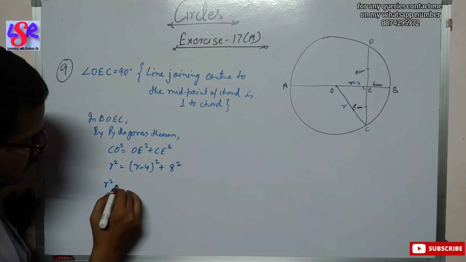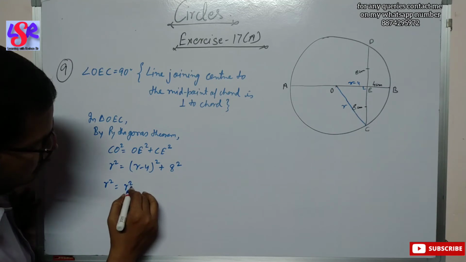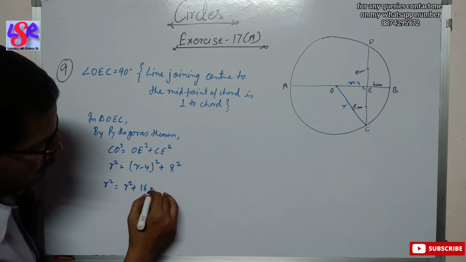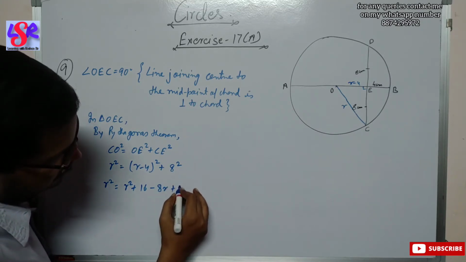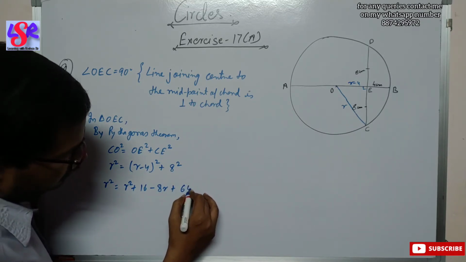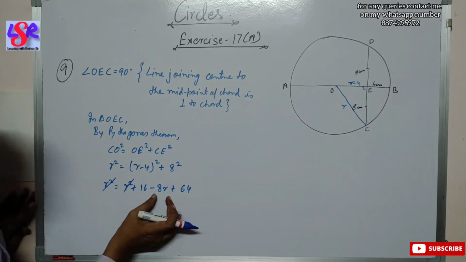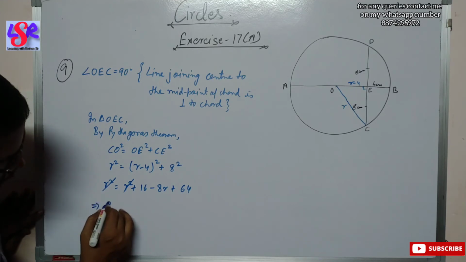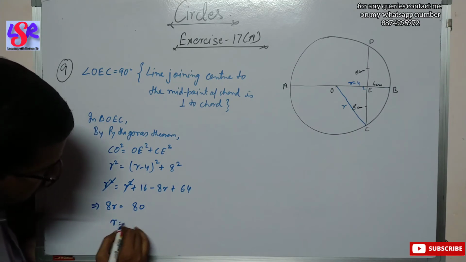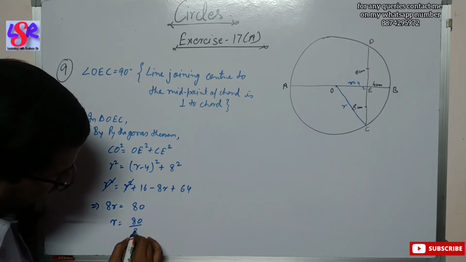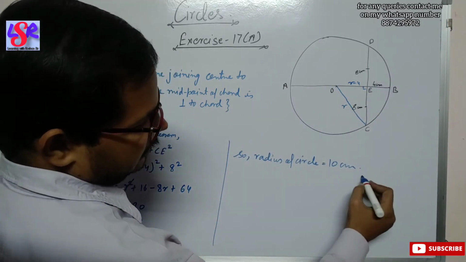Now R square equals, we are going to expand this one by using algebraic expansion. So it will be R square plus 4 square, that is 16, minus 2 into this, that is 8R, plus 8 square will be 64. Now we can cancel out this R square with R square and put this minus 8R on this side, and this will become 8R equals the sum of these two, 80, and R will be equal to 80 upon 8, that is R equals 10. So radius equals 10 centimeter.